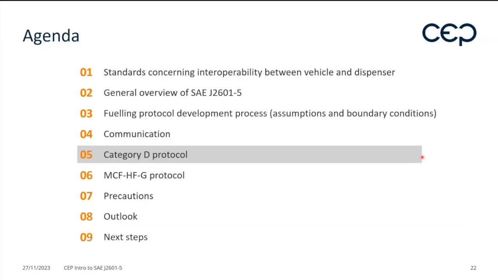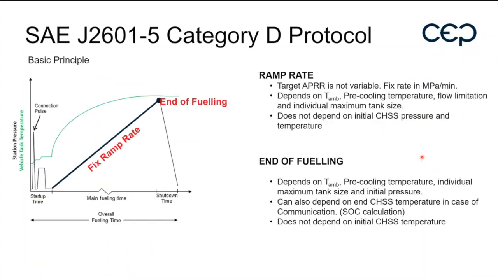We move now to the explanation of category D. As already explained, the basic principle is exactly the same as J2601. There is no difference at all. It's table based, so the ramp rate is fixed. And in the table, you will find either 100% SOC or a target pressure from the table.